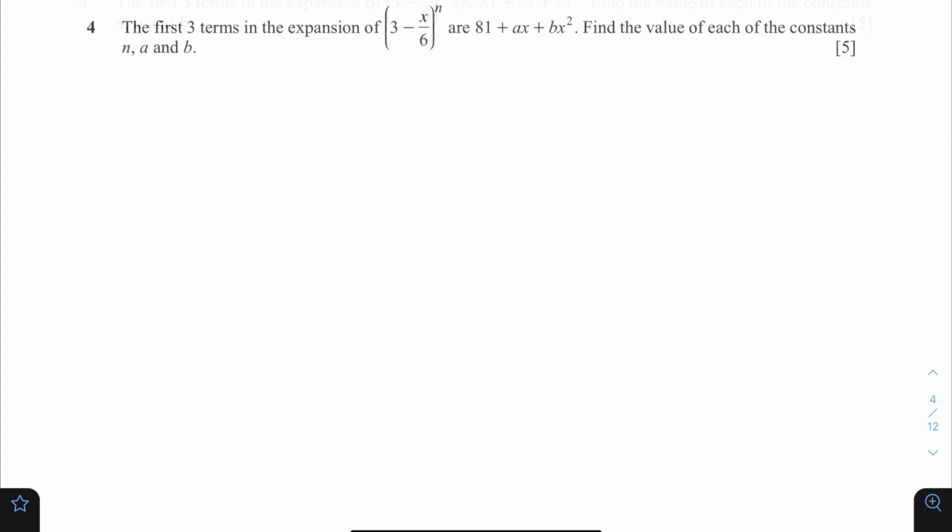So the first three terms in the expansion of 3 minus x over 6 to the power of n are 81 plus ax plus bx squared. So find the value of each of the constants n, a, and b.